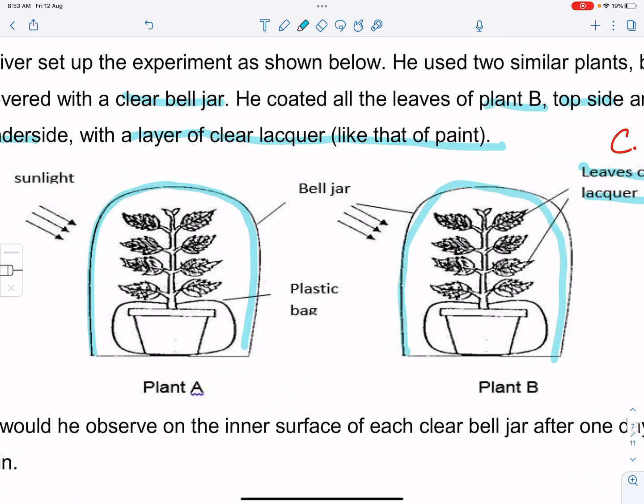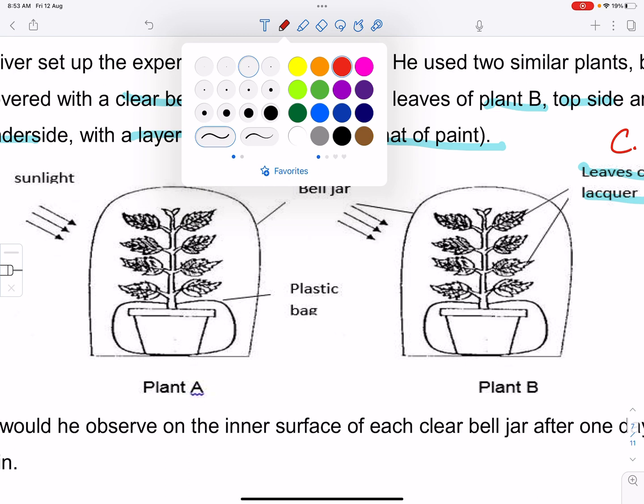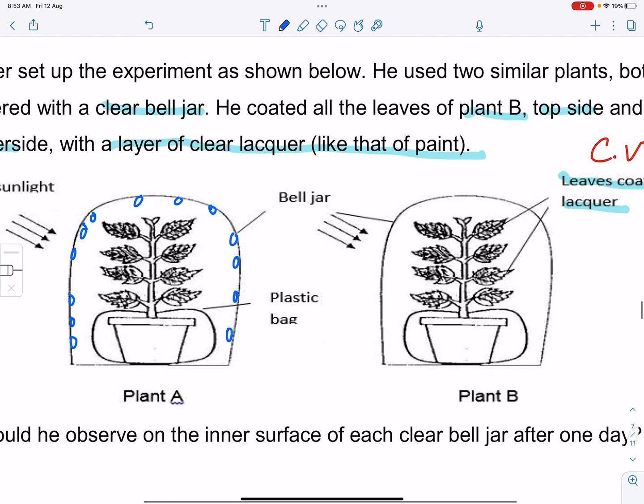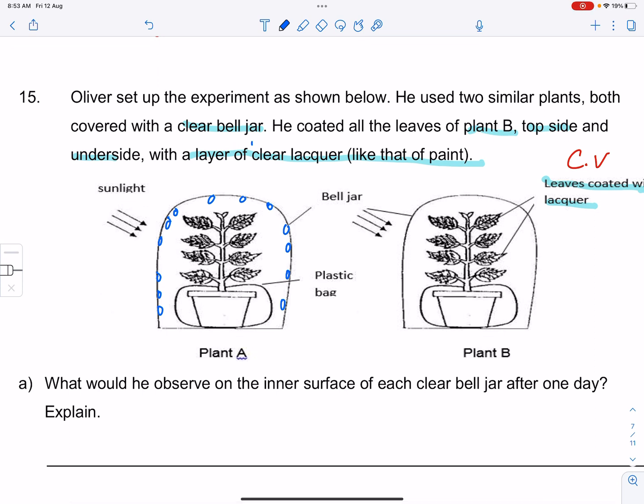Now, what he is likely to observe in these two experiments is that for A, you would actually see tiny little water droplets. Okay, I'm going to spend some time explaining to you why. Now, the hint here is a layer of clear lacquer. So, think about it. Why did they put the word clear?